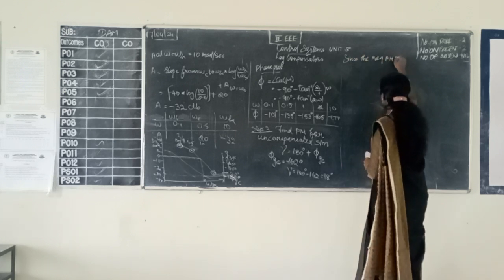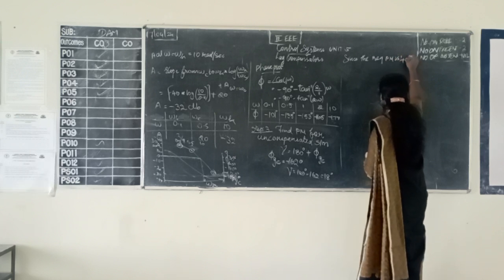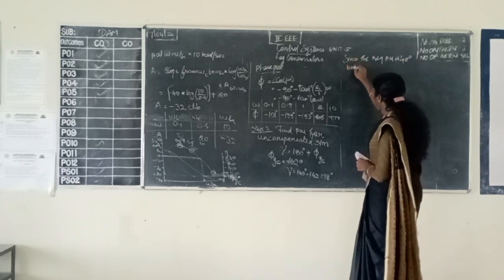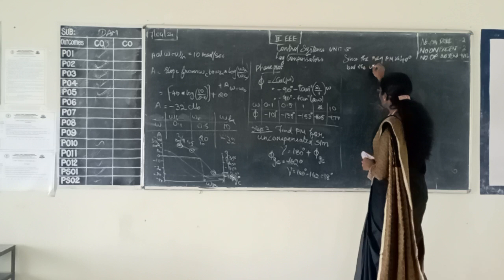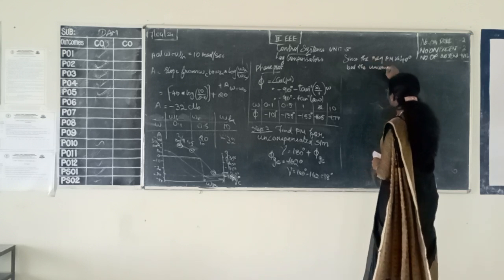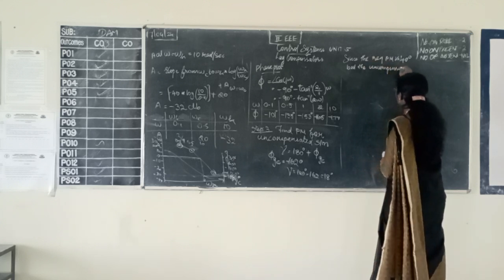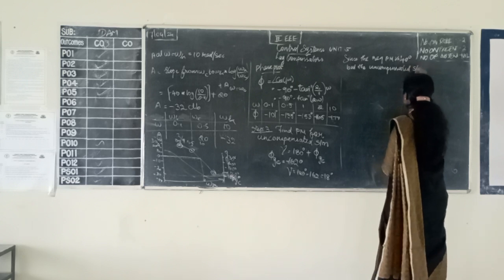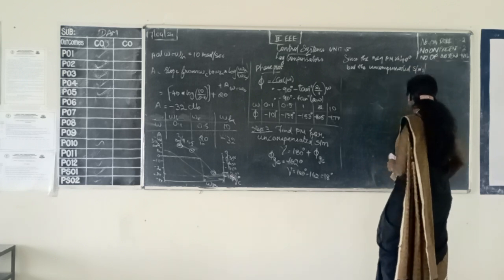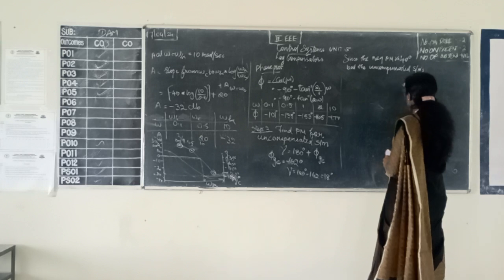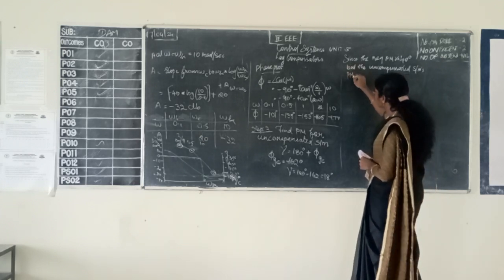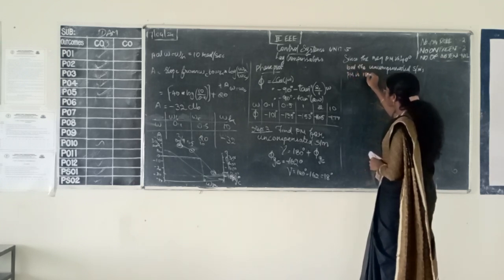The phase margin which is given in the question is 40 degree, but the uncompensated system's phase margin is 18 degree.